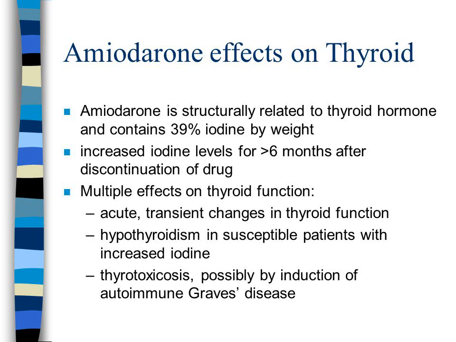Amiodarone effects on thyroid. Amiodarone is structurally related to thyroid hormone and contains 39% iodine by weight. Increased iodine levels persist for greater than 6 months after discontinuation of the drug. Multiple effects on thyroid function. Acute, transient changes in thyroid function. Hypothyroidism in susceptible patients with increased iodine. Thyrotoxicosis, possibly by induction of autoimmune Graves' disease.